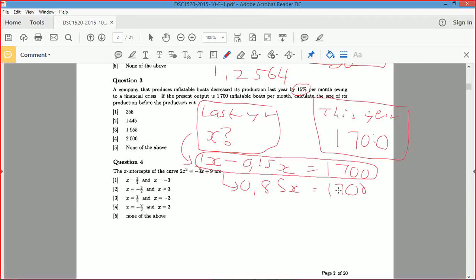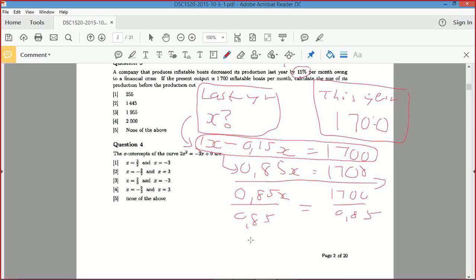Okay, well, what I said was 0.85 divided by 1,700, but it gives me 918.92. No, what am I looking for here? I'm looking for x. How do I get rid of the number in front of x? You divide it by itself. Exactly. So 0.85x divided by 0.85 equals 1700 divided by 0.85. What is 0.85 divided by 0.85? 2000. Yes. So x equals 2000.